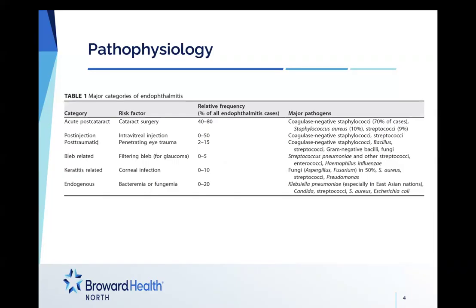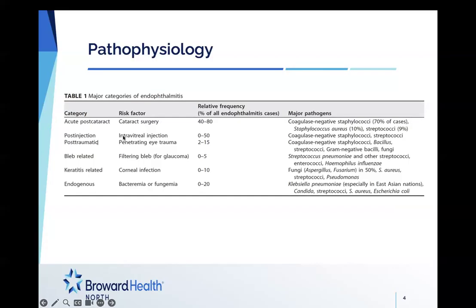This chart gives us some major categories of endophthalmitis. There are five main categories that increase your risk for getting that infection. The top one would be cataract surgery, and it's about 40 to 80% of all cases of endophthalmitis. Some of the major bugs present with this infection include coagulase negative staphylococci, which is about 70% of cases. Staph aureus follows just behind that, and then you have streptococci.